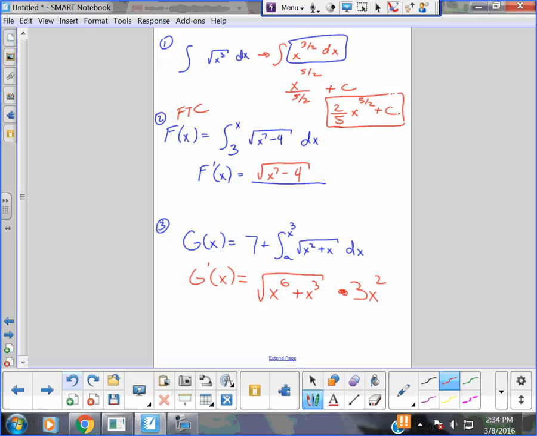Now, everybody, you can do this with a u substitution. I am not going to. If you put u in here as x cubed, you can prove the same thing. All right? It is always that way.